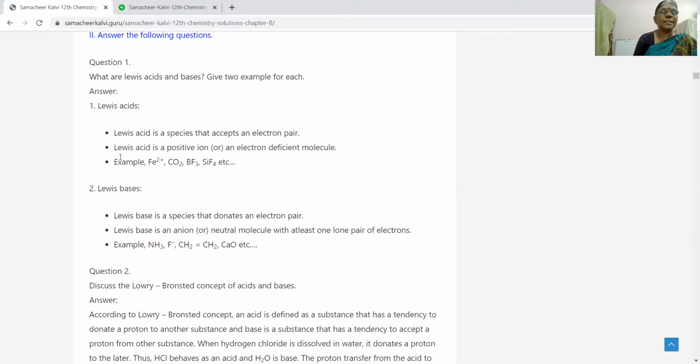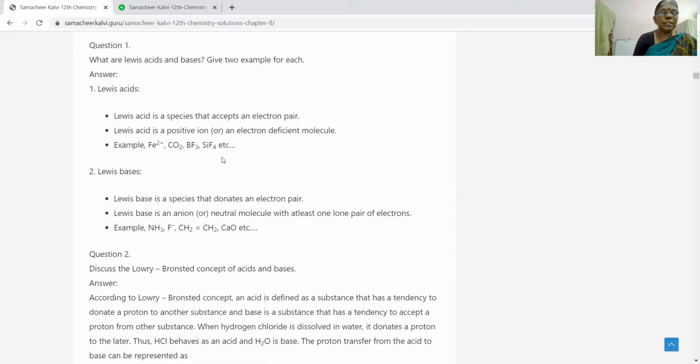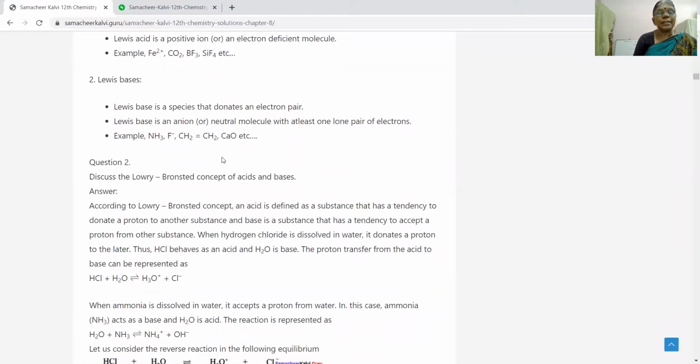That we studied. Lewis acids are nothing but a species that accepts an electron pair, and a Lewis acid is a positive ion or an electron deficient molecule. And the examples are Fe2+, CO2, BF3, SiF4, etc. Then Lewis bases. A Lewis base is a species that donates an electron pair. A Lewis base is an anion or neutral molecule with at least one lone pair of electrons. For example, ammonia, fluoride ion, CH2=CH2, that is ethene, and calcium oxide, etc.